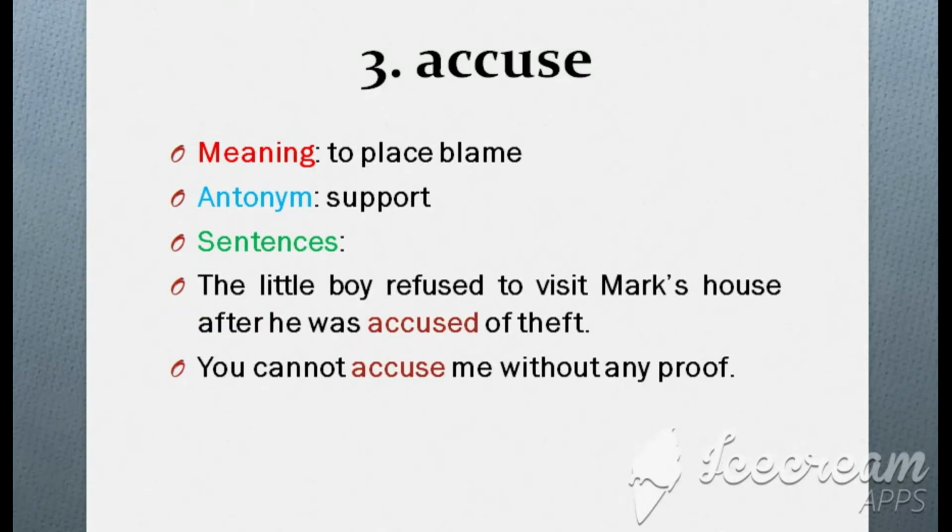Word number 3, accuse. It means to place blame on somebody. The opposite of this word is support. Sentence number 1 with the word accuse. The little boy refused to visit Mark's house after he was accused of theft. You cannot accuse me without any proof.